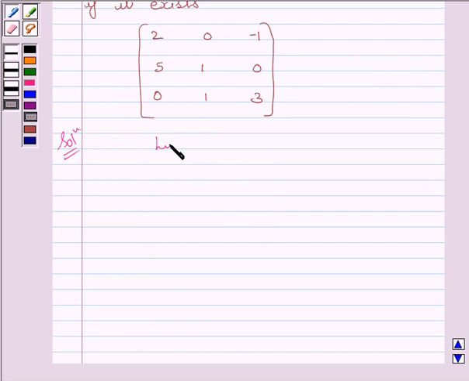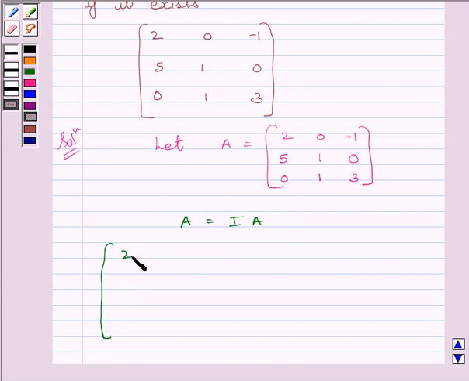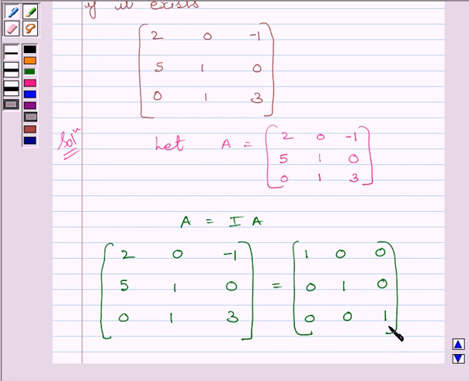First of all, let us assume A is equal to the matrix given in the question, that is matrix [2, 0, -1; 5, 1, 0; 0, 1, 3]. Now, to find the inverse by the row transformation method, we will write A is equal to IA, where I is the identity matrix. So, we can write [2, 0, -1; 5, 1, 0; 0, 1, 3] is equal to matrix [1, 0, 0; 0, 1, 0; 0, 0, 1] multiplied by A.